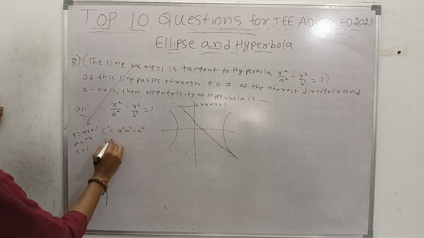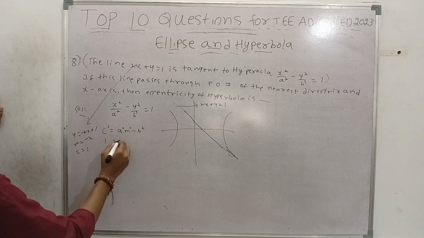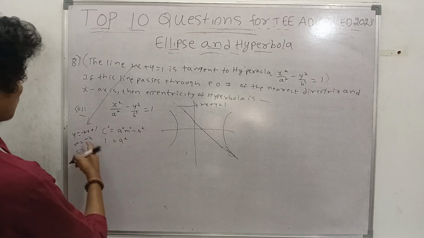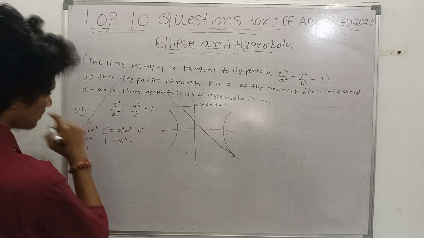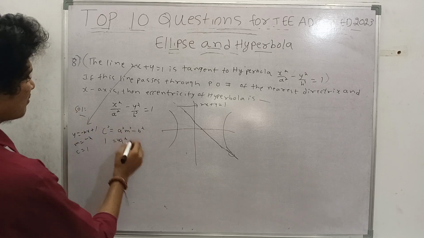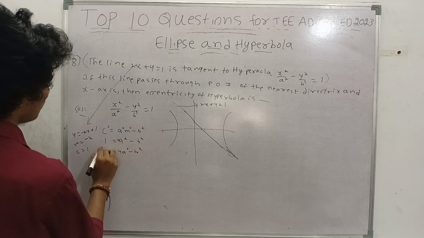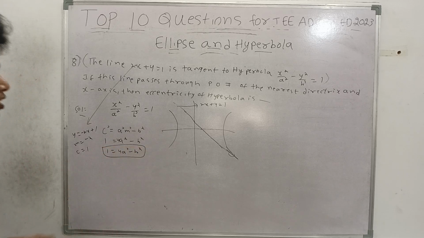So what is c here? 1 equal to what is a square? A square is just a square only. And what is m square? M square is 4. So 4a square minus what is b square? Minus b square only. So 1 equal to 4a square minus b square. This is a relation I got.